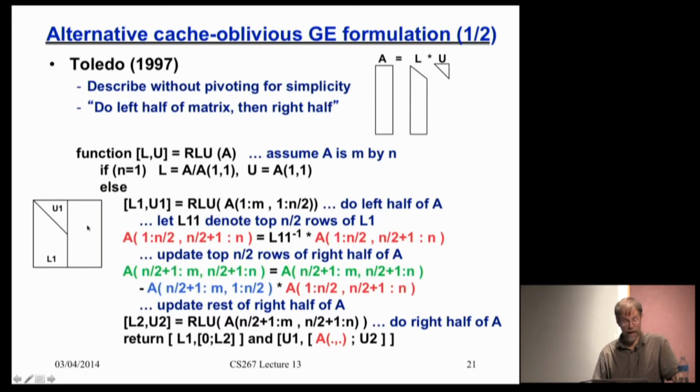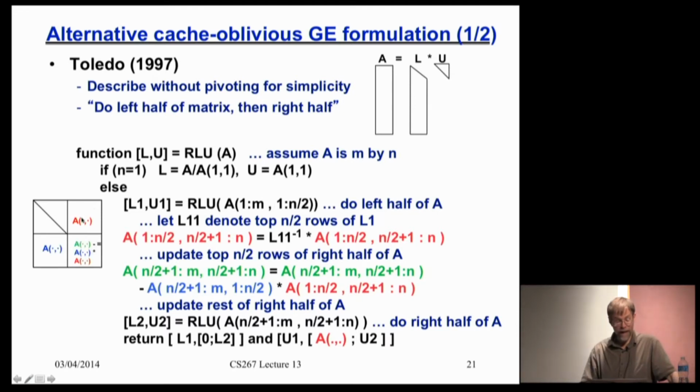And then I will mimic the other algorithm. Let me just use L11 to be the upper half of that factor. And then what I need to do is update this. So I need to do a triangular solve, and that's a single BLAS3 call, L11 inverse times that block up there. So that's a single call to a BLAS3 subroutine.